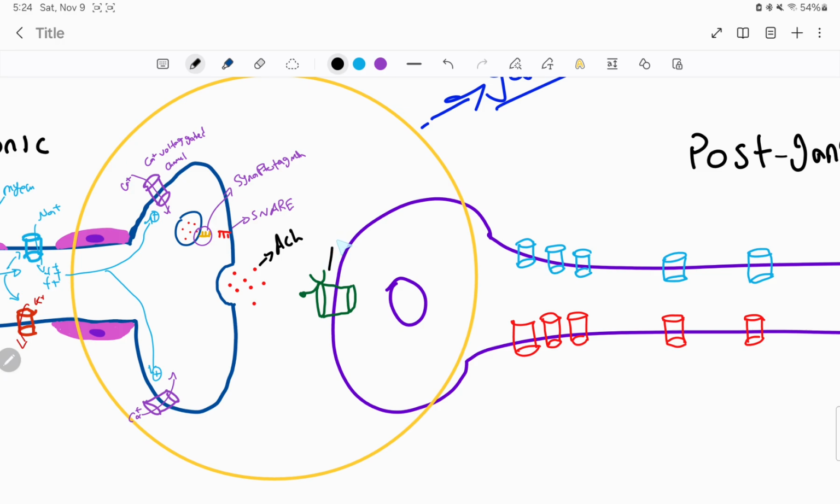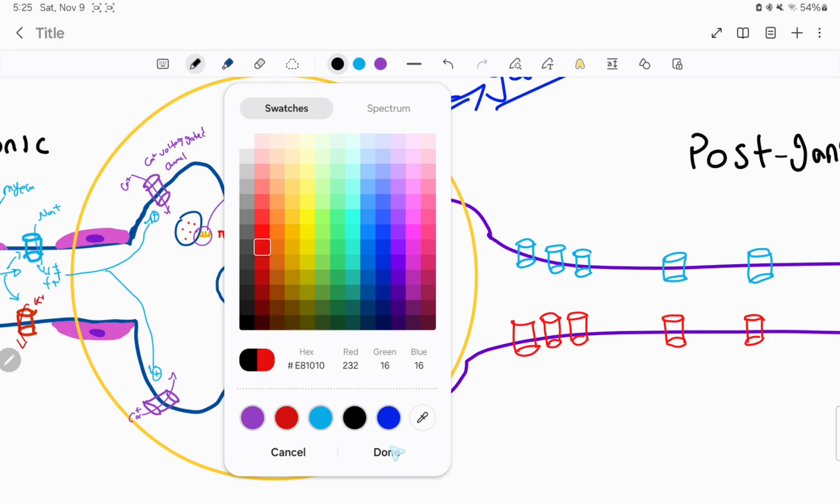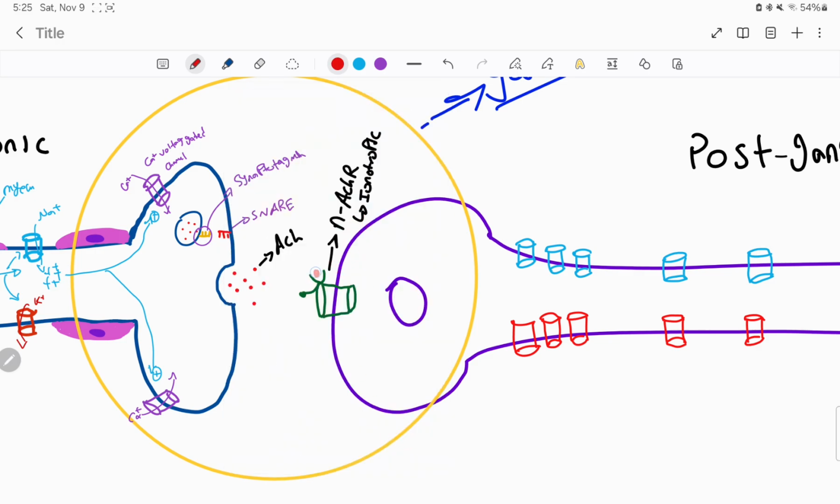What is the name of this receptor? It's often written like this, nAChR. N stands for nicotinic acetylcholine receptor. So the nicotinic acetylcholine receptor. If you're wondering why it's called nicotinic, it's because it was discovered using nicotine. Okay? What kind of channel is this, guys? This is also an ionotropic channel. Okay? So this channel is going to be specific for the neurotransmitter acetylcholine. Okay? And it's going to bind acetylcholine.